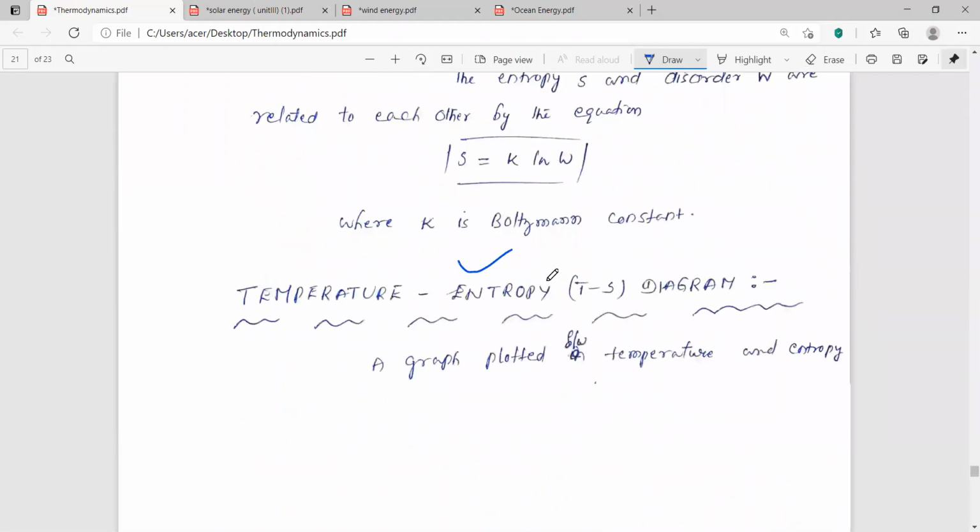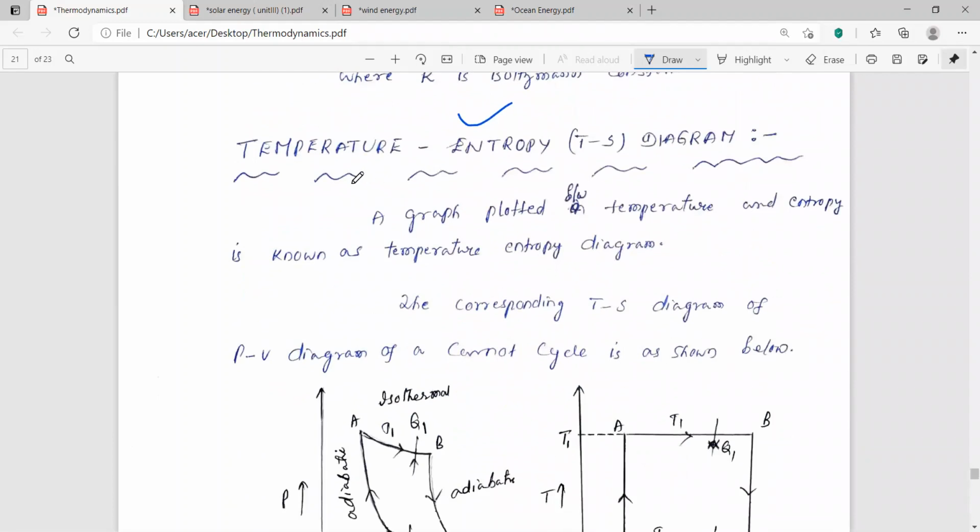This is a very important topic. Again, after that, we can see the temperature entropy diagram. This is a very important one. In the previous class, we have seen the PV diagram, which is also called the indicator diagram. In the PV diagram, we have taken pressure on the y-axis and volume on the x-axis. That diagram is called the PV diagram or indicator diagram. All the operations in the Carnot engine have been shown in the PV diagram as a Carnot cycle.